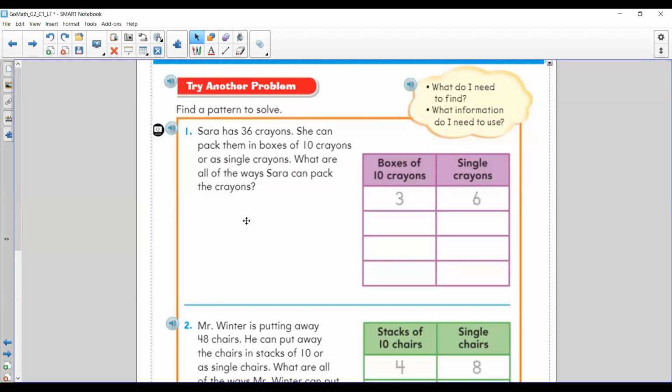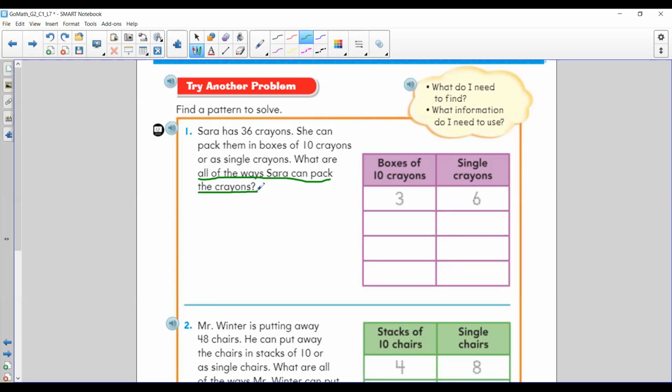Let's try another problem. On this page, Sarah has 36 crayons. She can pack them in boxes of 10 crayons or as single crayons. What are all the ways Sarah can pack the crayons? So up at the top, we have our little cloud that says, what do we need to find? What information do we need to use? So let's go ahead and underline what we need to find. We need to find all of the different ways that Sarah can pack the crayons.